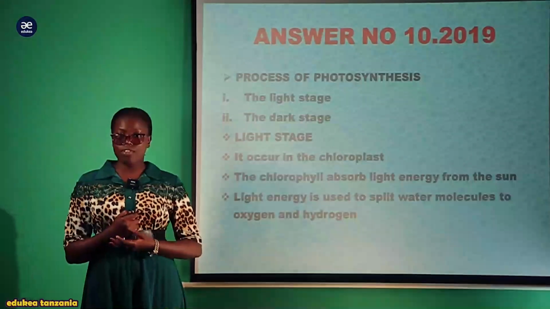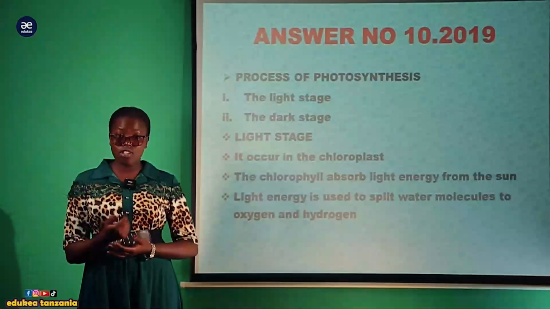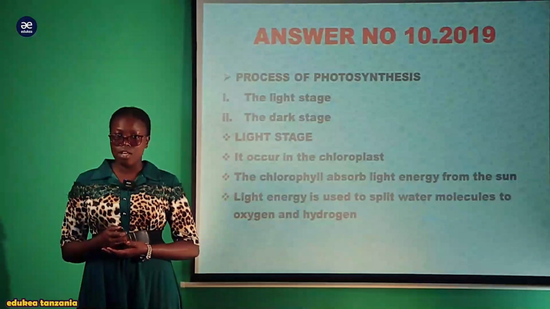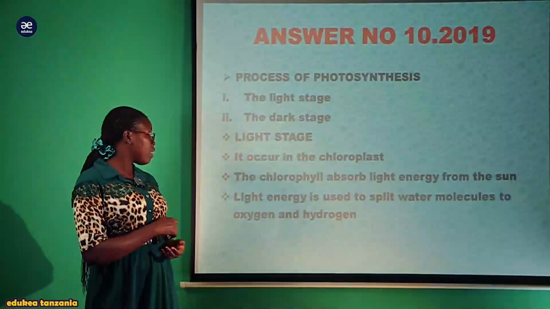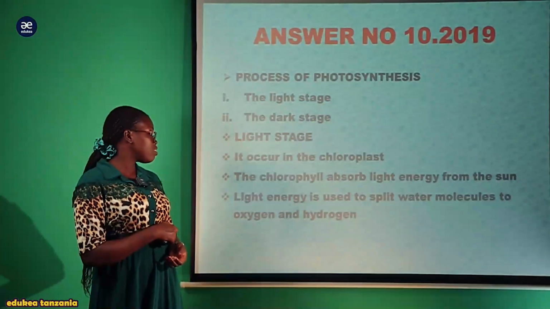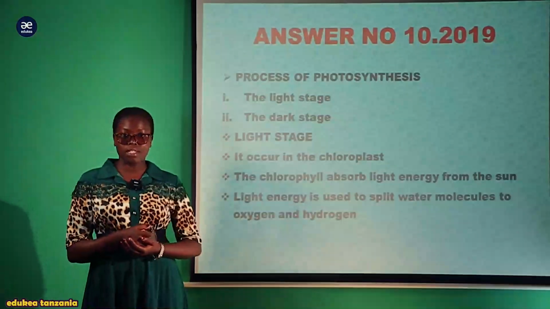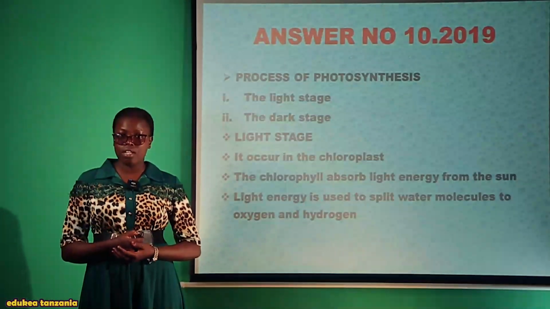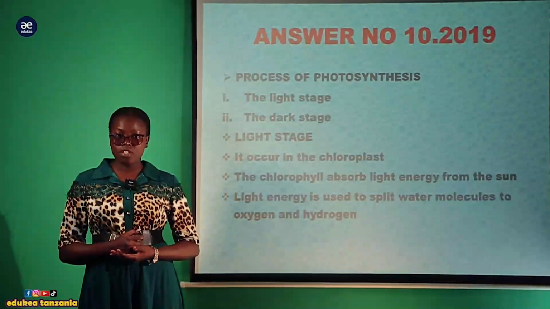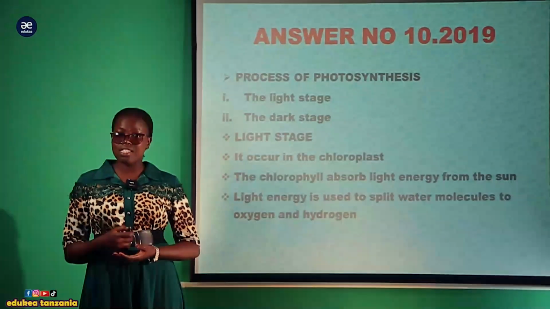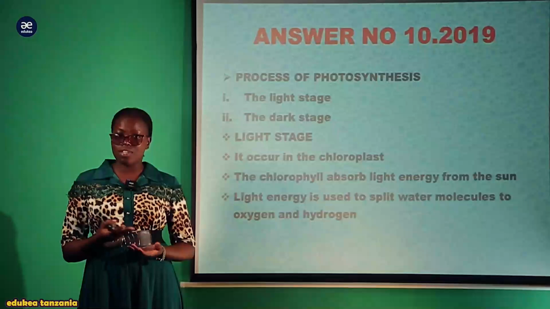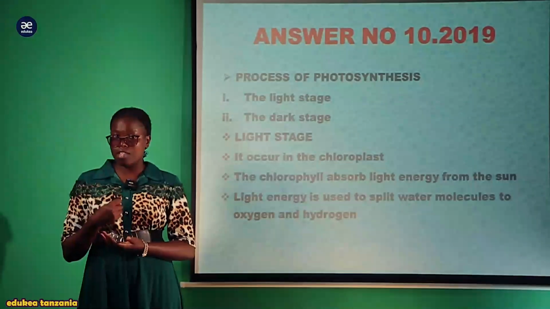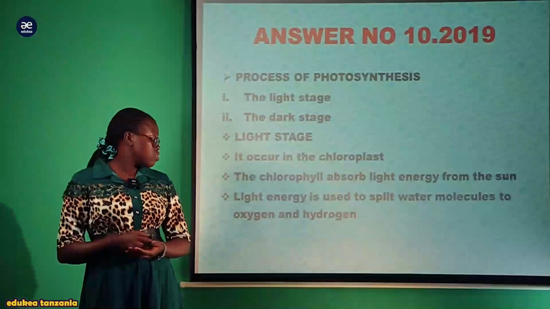Now the process of photosynthesis. The process of photosynthesis takes place in two stages: the light phase as well as the dark phase. The light phase occurs in the chloroplast. Within the chloroplast there is chlorophyll, which is found in the plant. The light phase means that this occurs in the presence of sunlight. That's why it occurs in the chloroplast, to maximize the surface area for the absorption of sunlight.